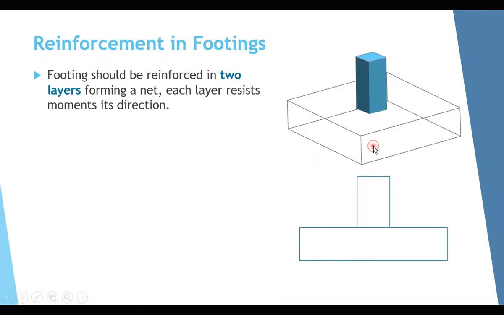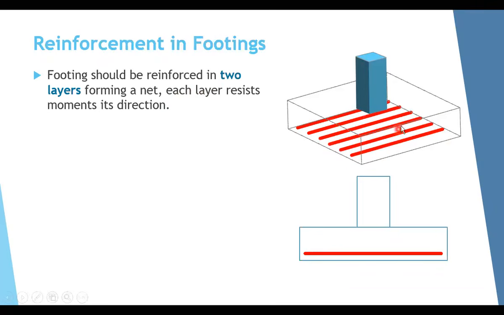Like in this case, we will have 1 layer in the long direction, or in the X direction. It will be this line here, and in this 3D, you will see it like this. This will be the reinforcement in 1 direction, and then we will have another layer of reinforcement directly above this bottom layer in the other direction here. It will be like these circles here. So it is a mesh or a net of reinforcement.